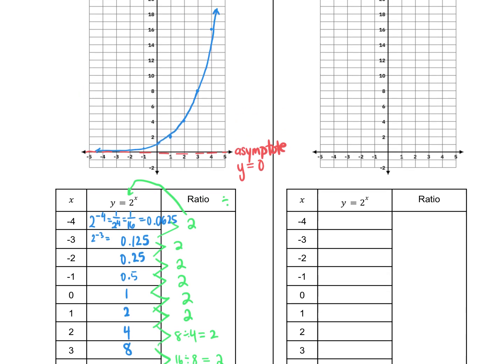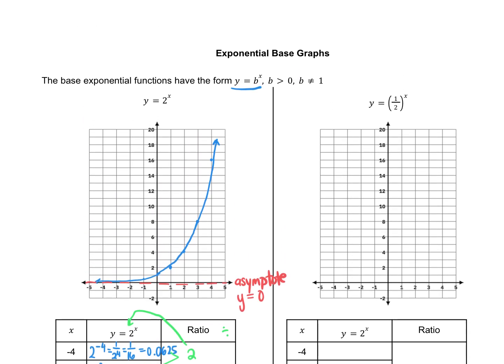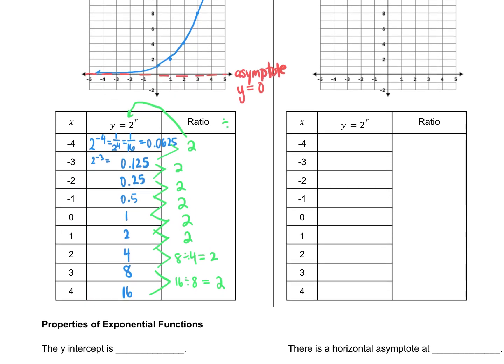Alright, so now that we know the shape of 2 to the power of x, let's see how it's going to be different for a half to the power of x. Now I'm going to start the same way with my table of values.